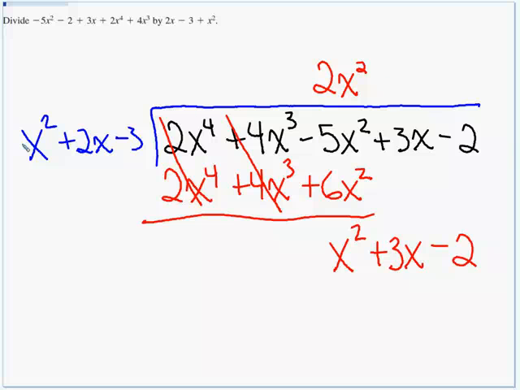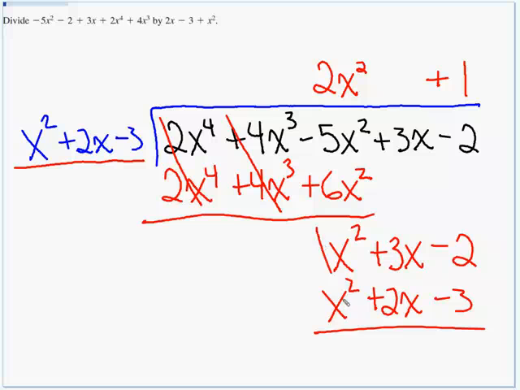So what times x squared is x squared? Well, that's got to be a 1. So I'll put my plus 1 here. 1 times this is going to exactly equal that again, x squared plus 2x minus 3. Subtract. Those subtract to nothing. 3x minus 2x is 1x. Negative 2 minus a negative 3 will turn that into a positive, and that will leave us an x plus 1. So that's our remainder.